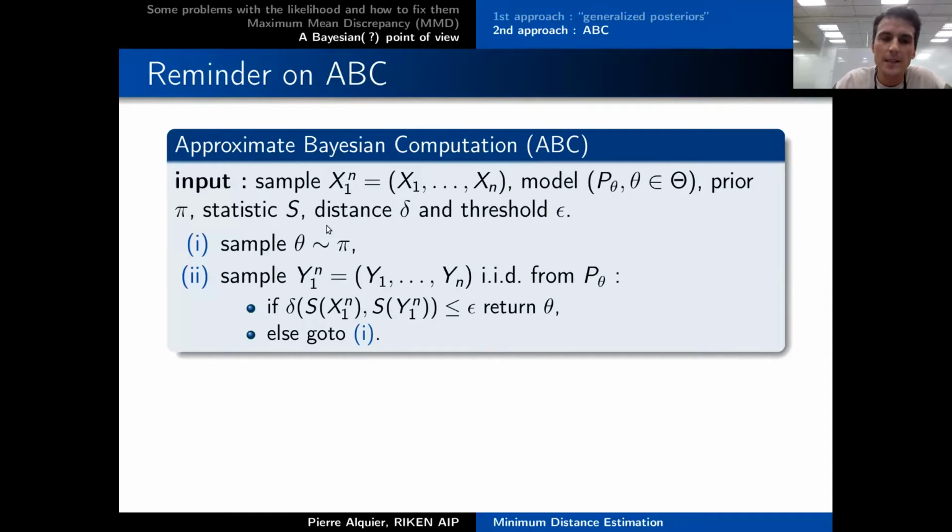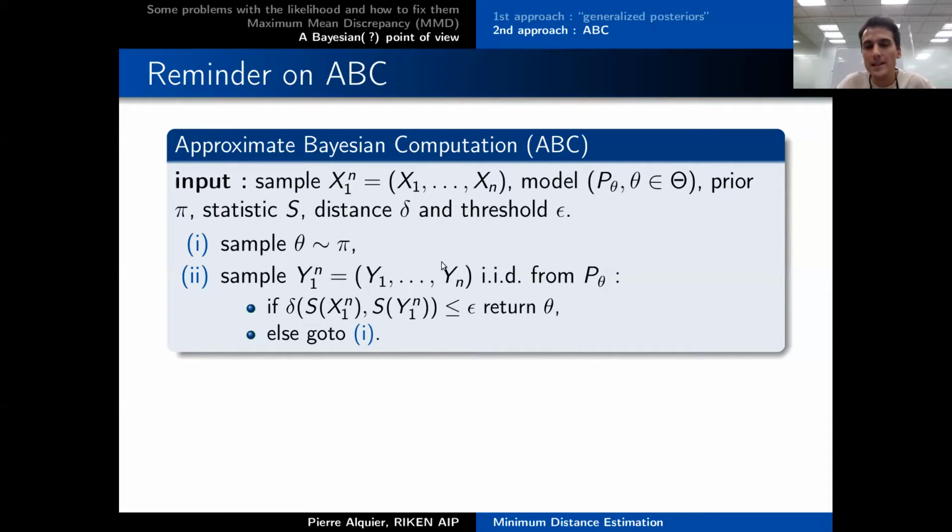And so the idea is that you have a prior pi, and you sample theta from the prior, and you accept it only if p theta generates samples y1 to yn that are similar enough to x1 to xn. It's known that if you use a discrete set for x, the probability that the sample x1 to xn is equal to the sample y1 to yn is not equal to 0. And if you accept only when you have equality, then you sample exactly from the posterior.